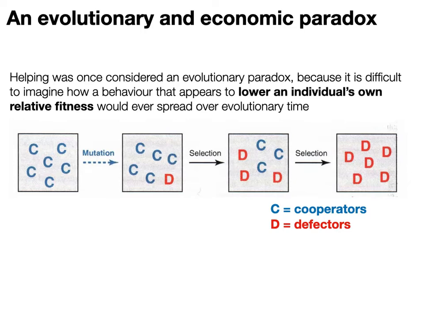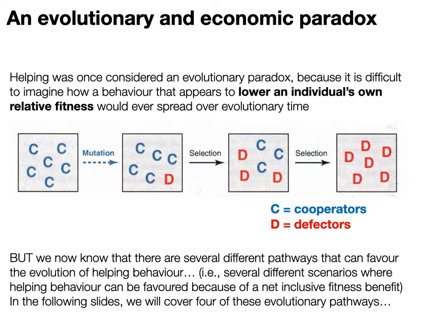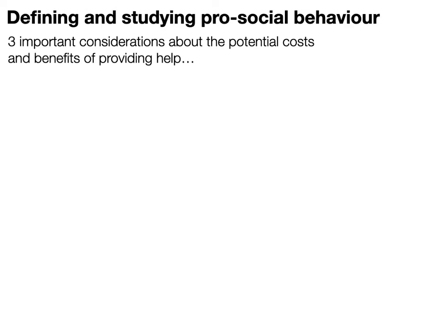So how is it that we see helping in the animal kingdom? Well, we now know that there are actually several different evolutionary pathways that can favor helping behavior. In other words, there are several different scenarios where helping behavior can be favored because it provides a net inclusive fitness benefit. And in the next section of this lecture, we're going to cover 4 of these evolutionary pathways. And we'll have lots of video examples.